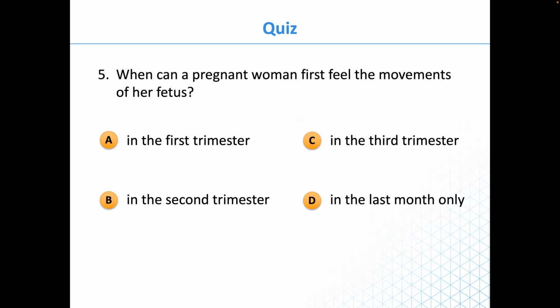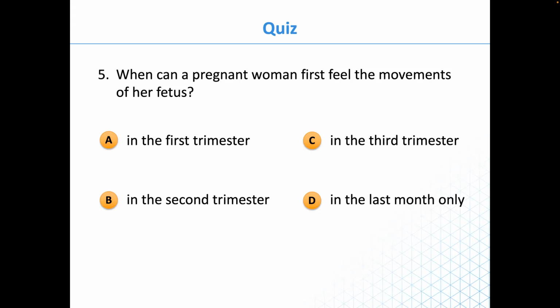When can a pregnant woman first feel the movement of her fetus? In the third trimester? Are you sure? Ahmed, do you agree with him? A pregnant woman can feel the movement of her fetus for the first time in the second trimester. It says the answer is the third trimester. What about you, Ahmed?